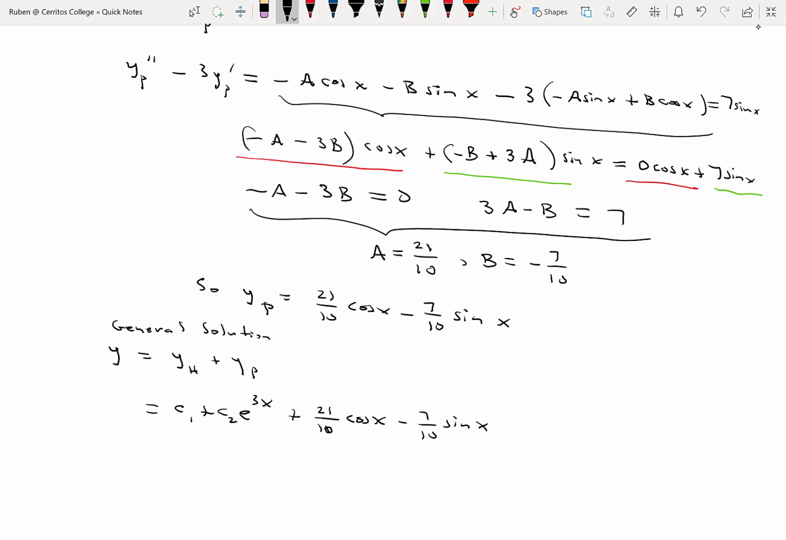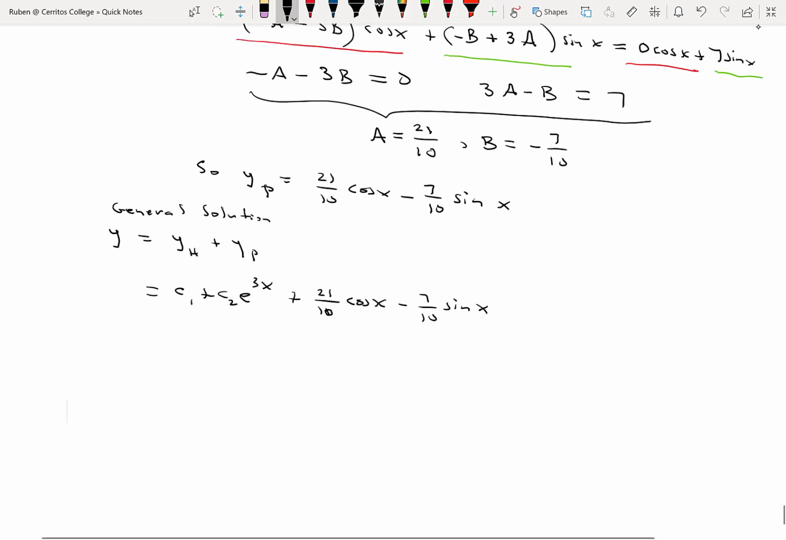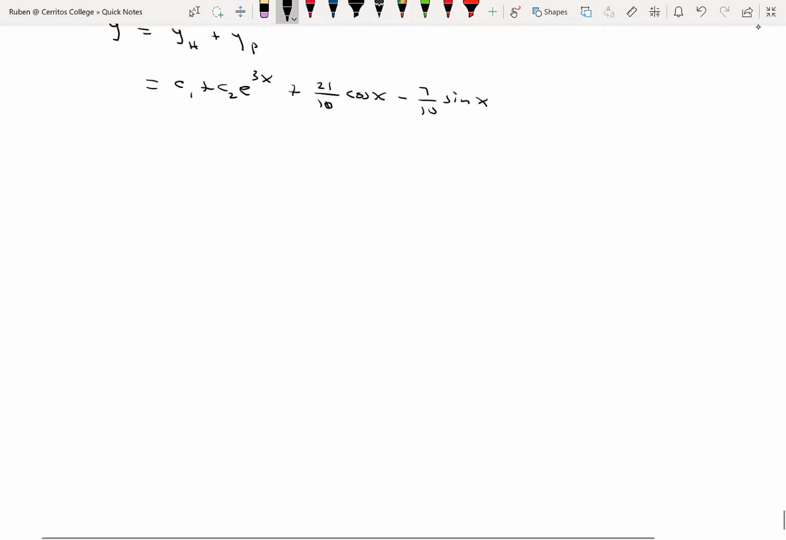sine x. Okay. So let's summarize this chunk of information so far. Let's summarize again in a different color. Let's summarize in red. A summary since our last summary.